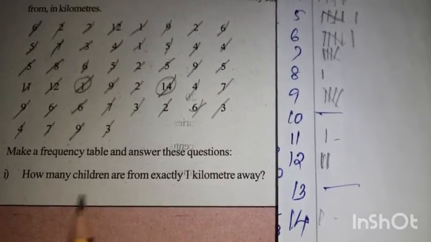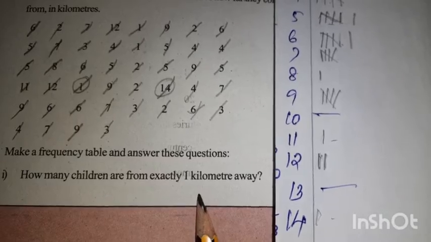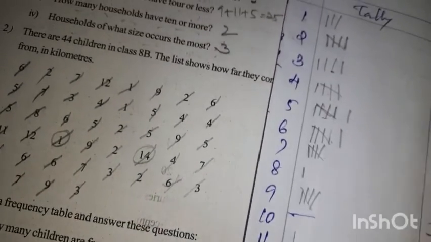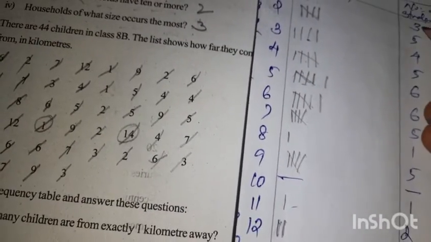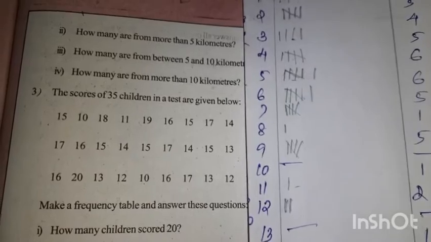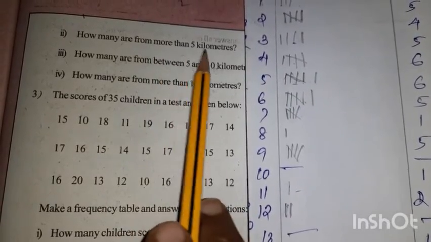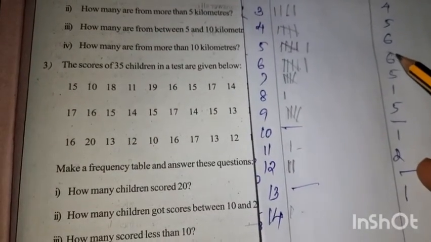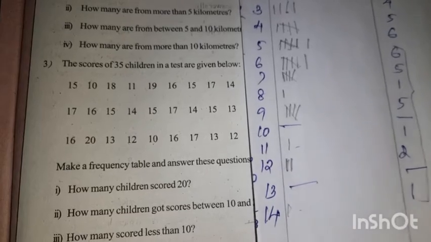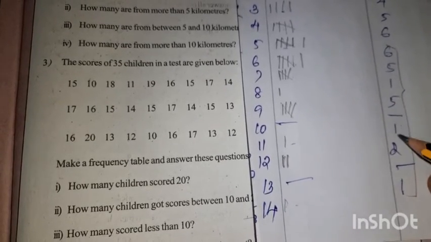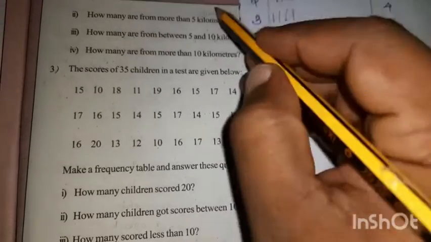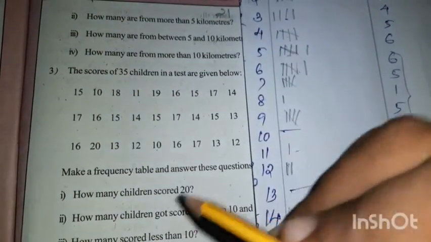First question, how many children are from exactly 1 kilometer away? So 1 kilometer, how many are there? 3. So I can write 3 here. How many are from more than 5 kilometers? So more than 5 means you have to count these numbers. 6 plus 5, 11, 12, 17, 18, 20, 21. So the answer is 21.